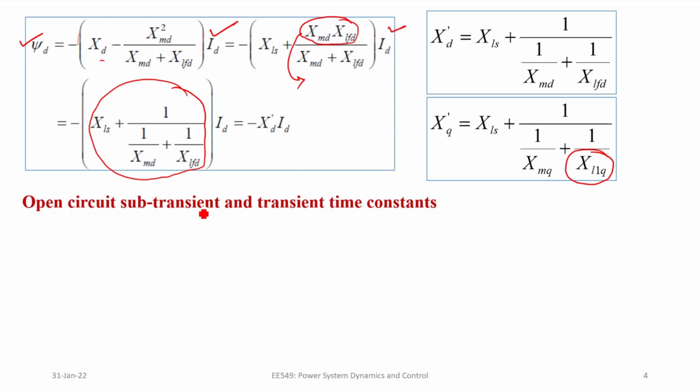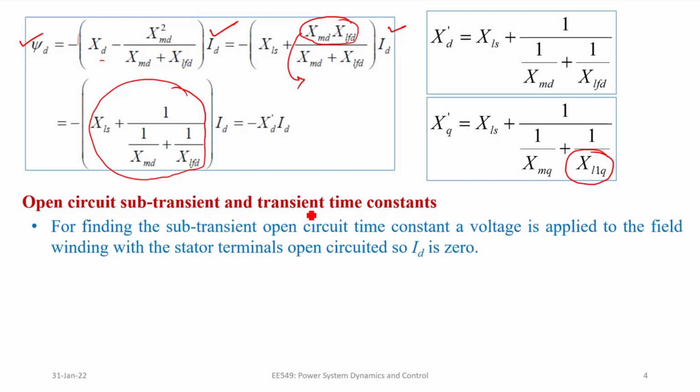Again, now we have derived the subtransient and transient reactances. Now we'll derive the open circuit subtransient and transient time constants. So how will we do it? For finding the subtransient open circuit time constant, a voltage is applied to the field winding with the stator terminals open circuited, so that ID is 0.